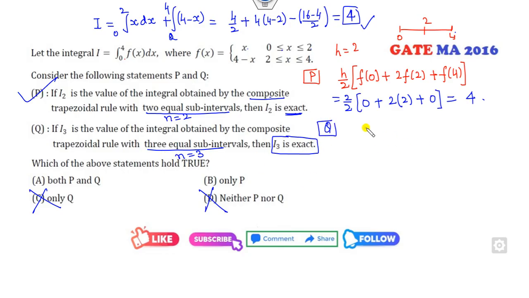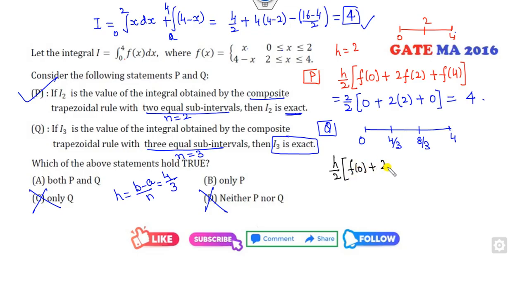Now they are divided into 3 equal parts. So that means 4, 0. What is my h in this case? b minus a over n. So n is 3, so h is 4 over 3. So the points are 4 over 3, 8 over 3 and 12 over 3. So h over 2 times f of 0 plus twice f of 4 over 3, twice f of 8 over 3, plus f of 4. That is the composite trapezoidal rule.